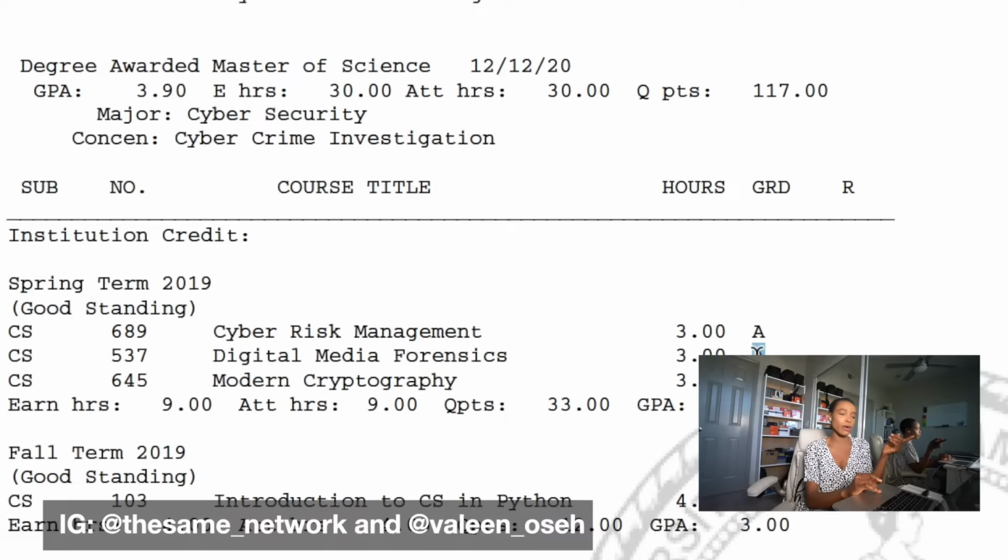And I also had digital media forensics. This was what introduced me to analyzing data that you have on digital devices, and finding out information from that data, like your phones, your computers, your laptops, anything that is digital. That introduced me to digital media forensics. Okay, I had an A in that course as well.